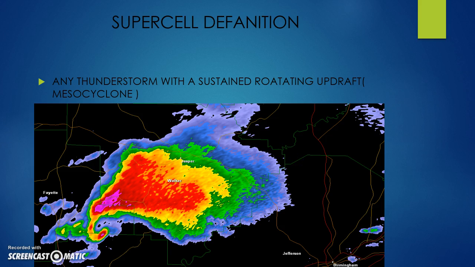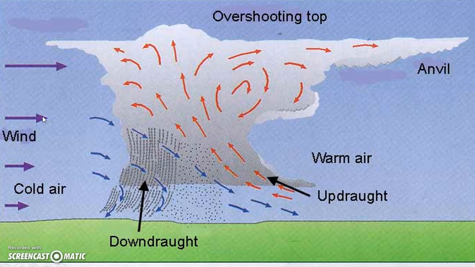And we'll start here with the definition of a supercell. A supercell would be any thunderstorm with a sustained rotating updraft, which is what we call a mesocyclone. You remember in the last video about tornadoes, we talked about how the shear within the atmosphere sustains that rotation into the updraft of a thunderstorm. Well, this is a picture of what a typical thunderstorm looks like.